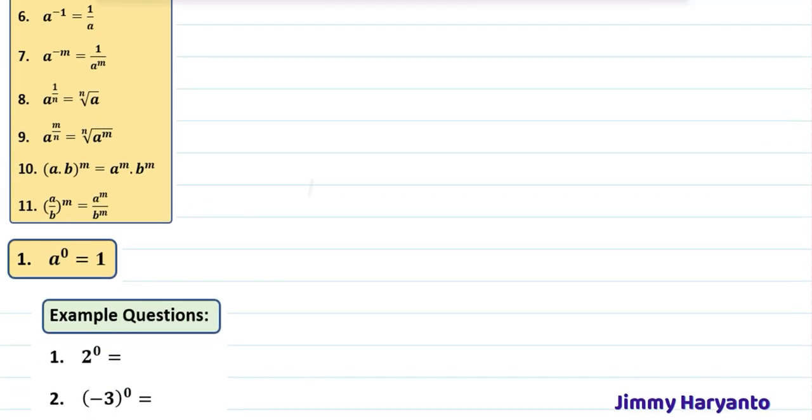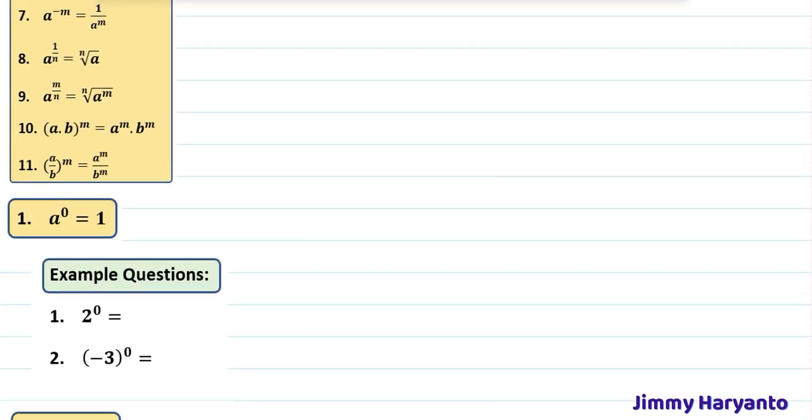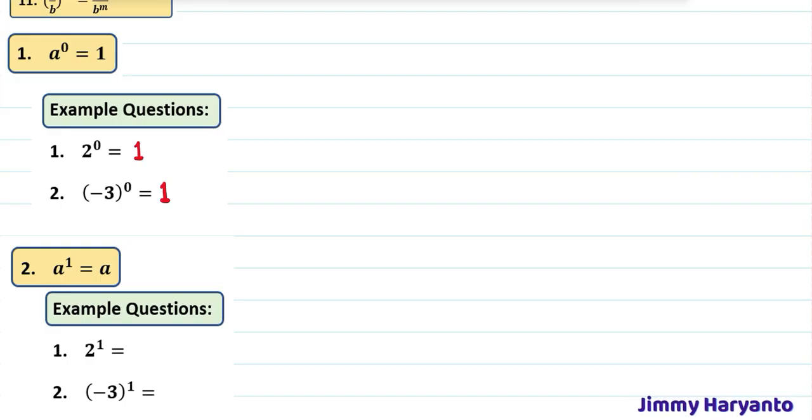We'll start with the first one. A to the power of 0 equals 1. So when you have 2 to the power of 0, the result equals 1. Negative 3, even though the base is negative, it doesn't matter. As long as the power is 0, you'll get the result of 1. Okay. Next is the second property. A to the power of 1 equals a. So 2 to the power of 1 equals 2. Negative 3 to the power of 1 is negative 3. So if you have a power of 1, that means the result will be the base itself.